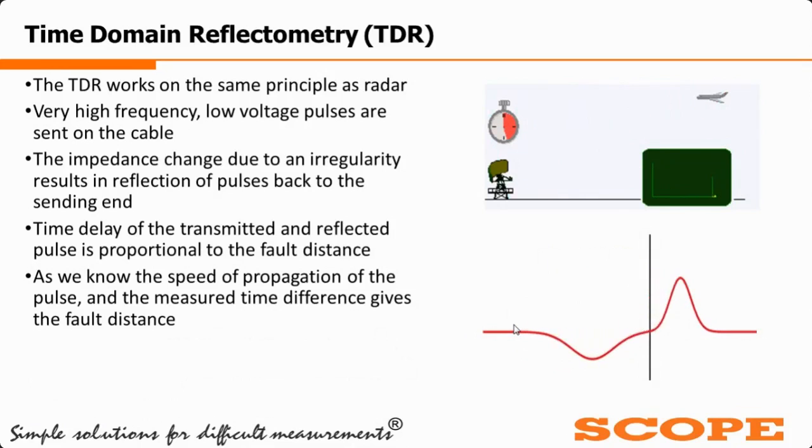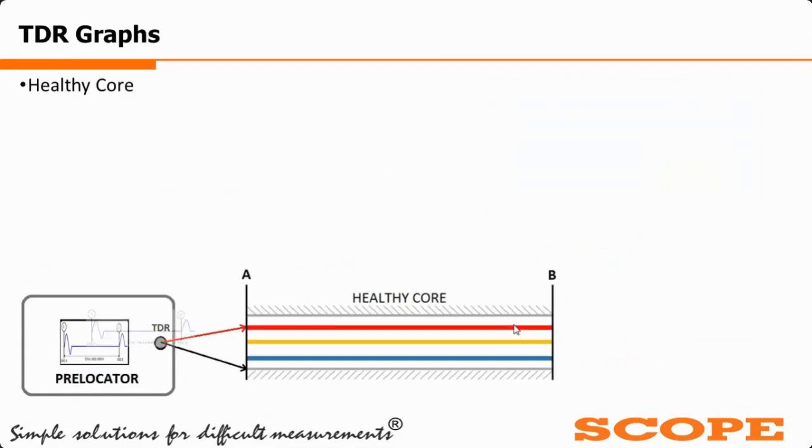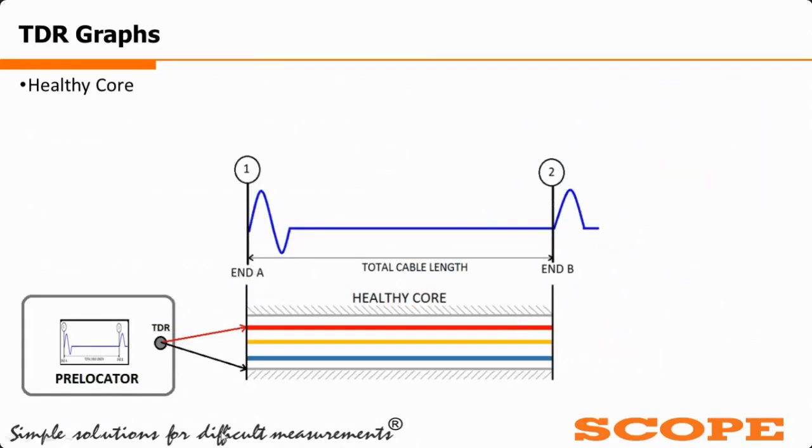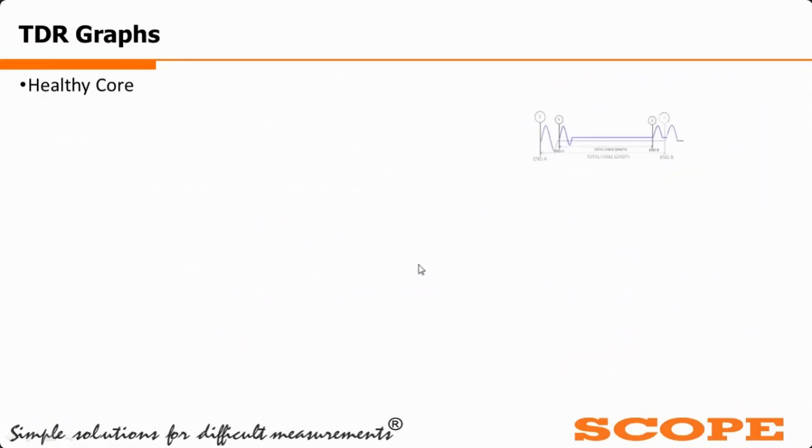In later slides, we will see the different pre-locator ranges offered by Scope. For TDR, we will see the graphs one by one. The first one: let us consider the cable is healthy, and you apply the TDR pulse into the cable. This is the incident pulse, and the signal travels towards the end, where it is open circuited. That is why a positive amplitude is reflected to the pre-locator instrument, so we set the cursors between the starting point and the start of this positive amplitude, and we get the total cable length. The next one is the open circuit fault.